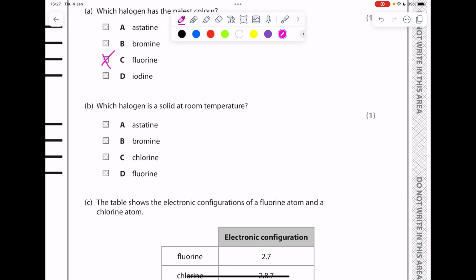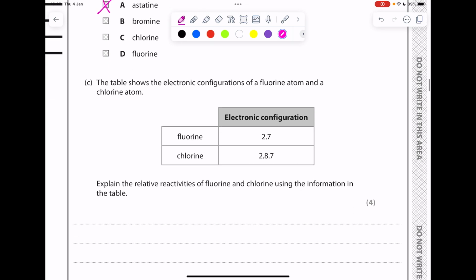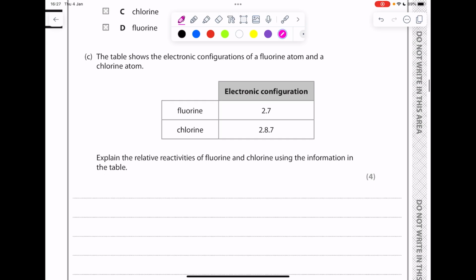Which halogen is a solid at room temperature? Astatine, because that sits at the bottom of the group, towards the bottom. The table shows the electronic configurations of a fluorine atom and a chlorine atom. Explain the relative reactivities of fluorine and chlorine using the information shown.